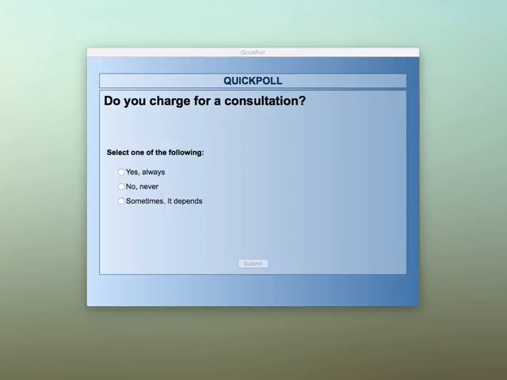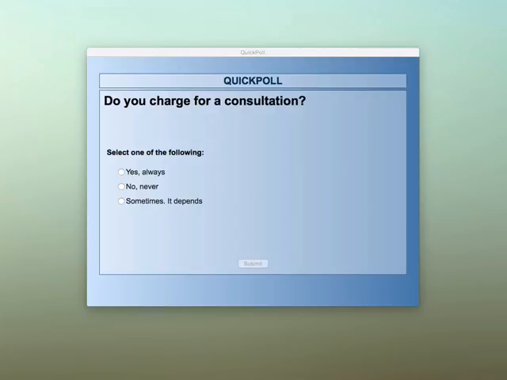This is a tricky area. Now, there's some practice areas like contingency-based where you never charge for a consult. There's some where it seems like it's divided, family law, criminal defense. Some do, some don't. There's no right or wrong here. I just want to get a sense of do you charge for a consultation? So have a lot of people responded to that yet?